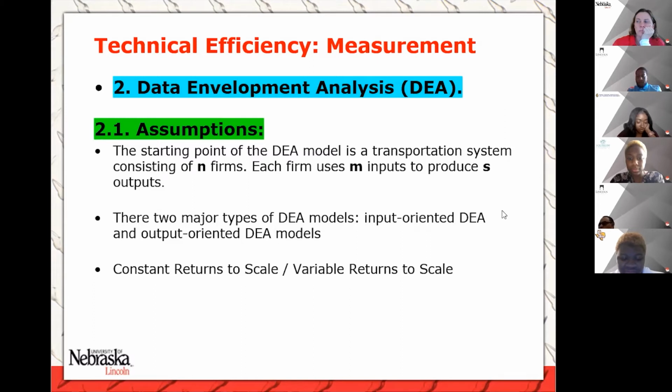And then it assumes two different technologies. The first one is called constant return to scale, and this one assumes that firms are operating at an optimal scale. Optimal scale means marginal cost, or additional cost, is equal to the additional benefit, or marginal benefit, okay? And the second technology is called variable return to scale, and this one assumes that firms are not operating at the optimal scale due to, for example, imperfect competition or government regulations, okay?